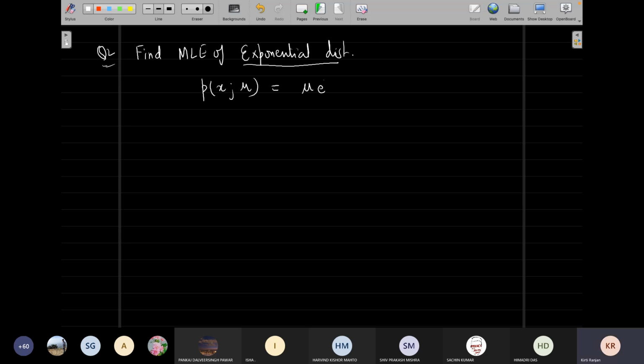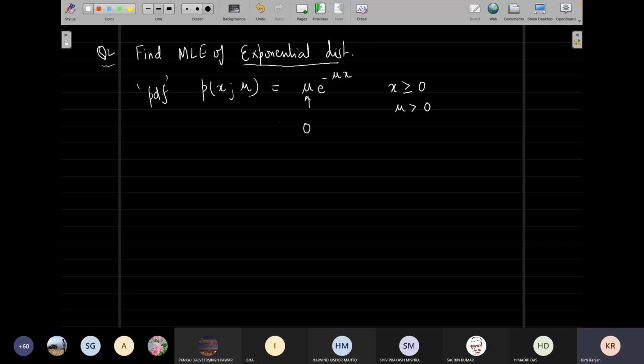So let me write it down and then ask you a question. Just by looking at what I have written, have I written a PDF or a PMF? It's a PDF, absolutely right. That means the exponential distribution is a continuous distribution which will take any real value for x greater than or equal to 0. And mu is the one parameter here. There is no other parameter on which it depends, and this mu in the multiplication coefficient is a normalization coefficient which you get by integrating this PDF from 0 to infinity and getting 1.